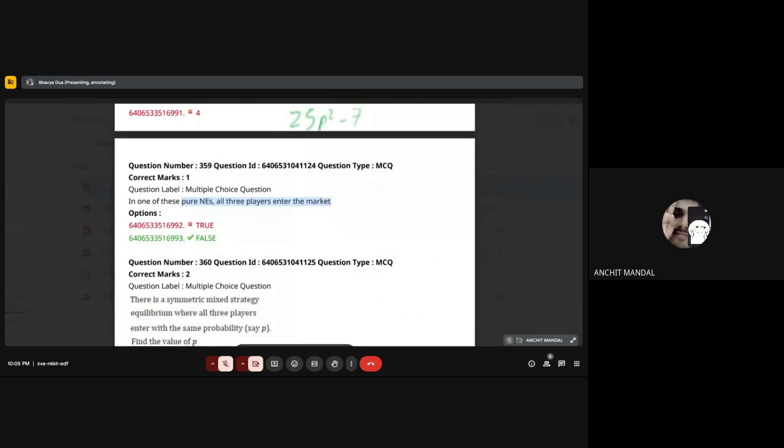25p squared minus 75p plus 44 is 0. p is minus b plus minus the root of 75 squared minus 4 times 25 times 44, which is 5625 minus 4400, which is 1225, divided by 50. So that is 75 plus minus the square root of 1225, which is 75 plus minus 35, divided by 50.